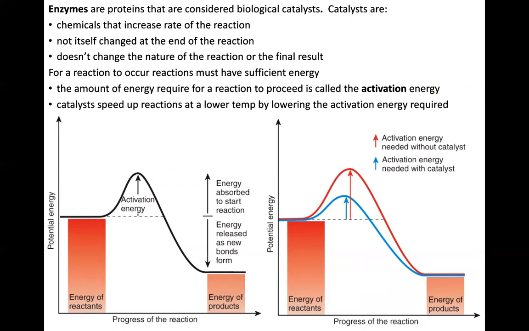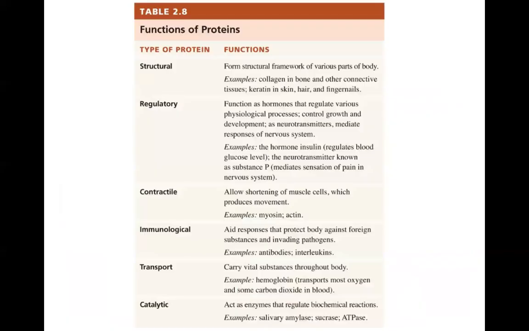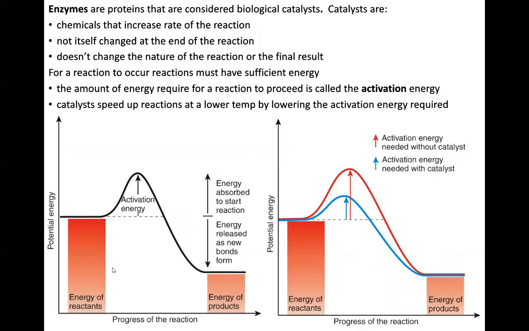Now, one of the 6 or 7 different types of proteins as far as function goes, was the very last one catalytic? So let's talk about what that word catalytic or catalyst means. Enzymes are proteins that are considered biological catalysts. A catalyst is a chemical that increases the rate of a reaction, is not itself changed at the end of the reaction, and doesn't change the nature of the reaction or the final result. So in other words, all it does is speed things up.